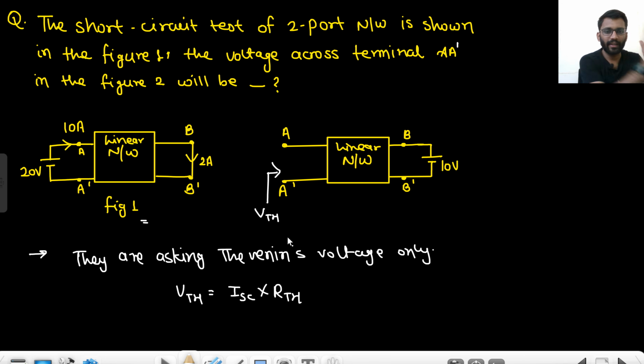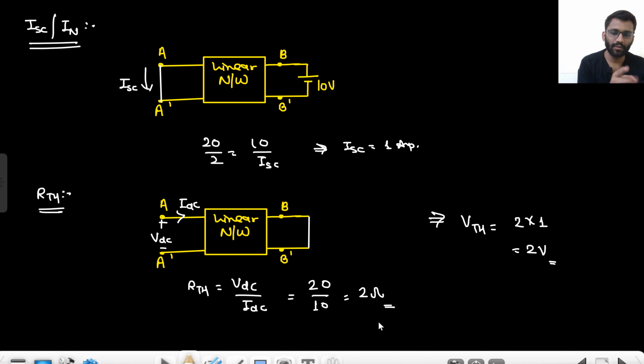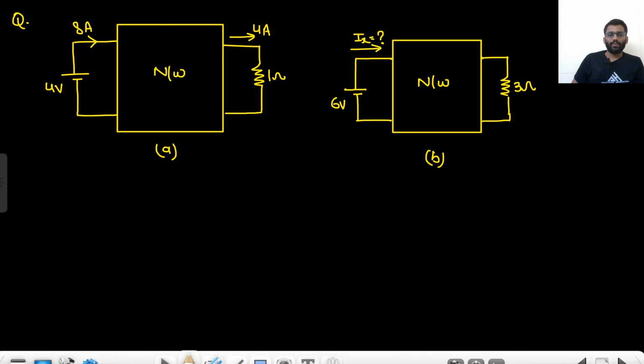20 volt 2 ampere, 10 volt 1 ampere, ISC. For finding RTH, what do I need to do? I will pick this circuit first. For that, I will apply VDC here and get IDC out of it, and I will short circuit the 10 volt. So I am short circuiting the 10 volt, VDC by IDC. So I can assume if my VDC is 20, my IDC is 10. So 20 by 10, my RTH is 2 ohm. So I have RTH, I have ISC. So my VTH would be 2 volt. So this is the correct approach. Okay, so this is my final answer. Let's move on to the next question.